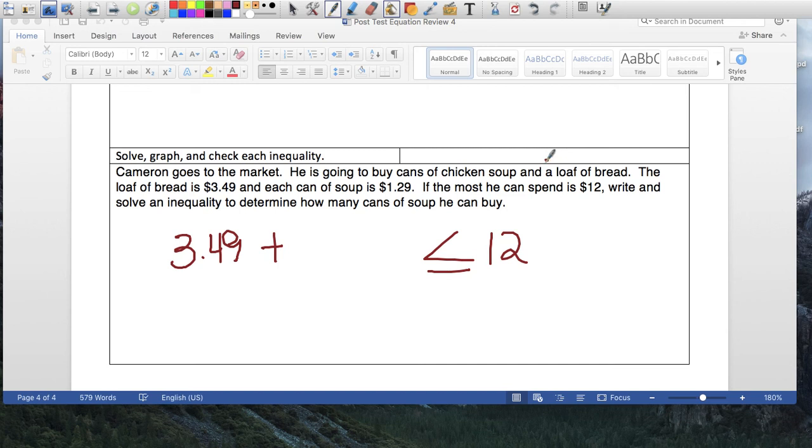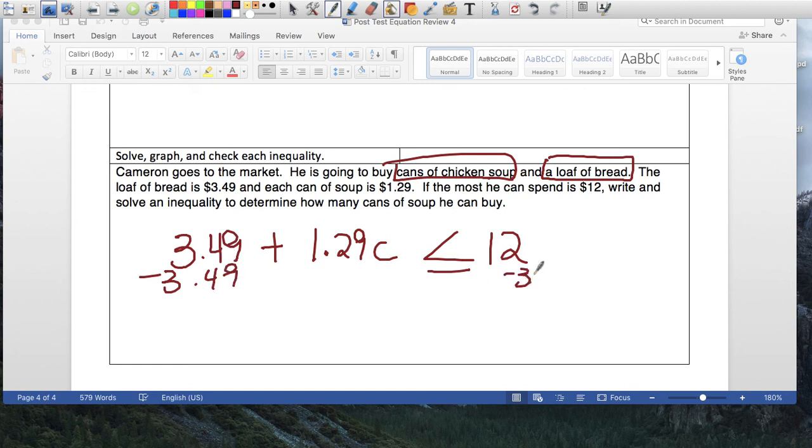Because it says a loaf of bread, I know it's one bread, and many cans of chicken soup. So how much is each chicken soup? $1.29 times C, however many cans you can buy. So minus $3.49 on both sides.